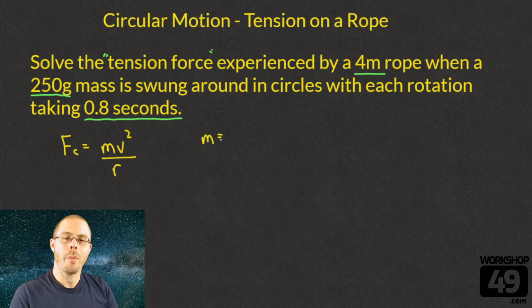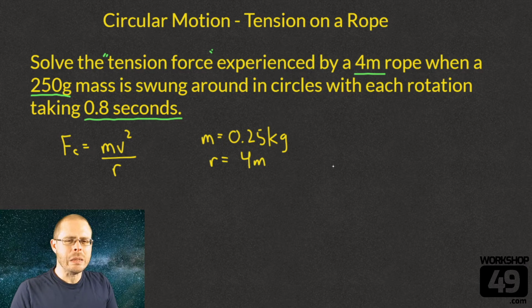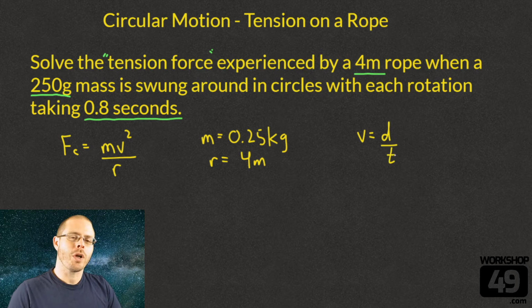Let's go ahead and identify what we know. The mass, that's 250 grams, but we have to write that as kilograms, so it's 0.25 kilograms. Our radius, we also know that's 4 meters, but we don't know the velocity. All we know is that each rotation takes 0.8 seconds. So we're going to go back to an old favorite equation, v equals d over t.